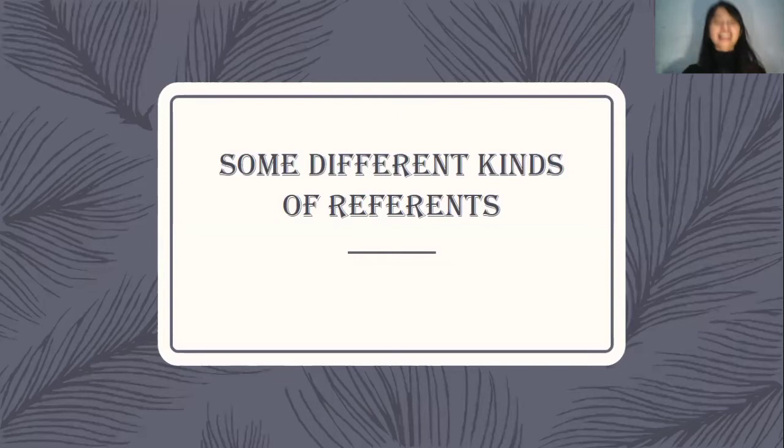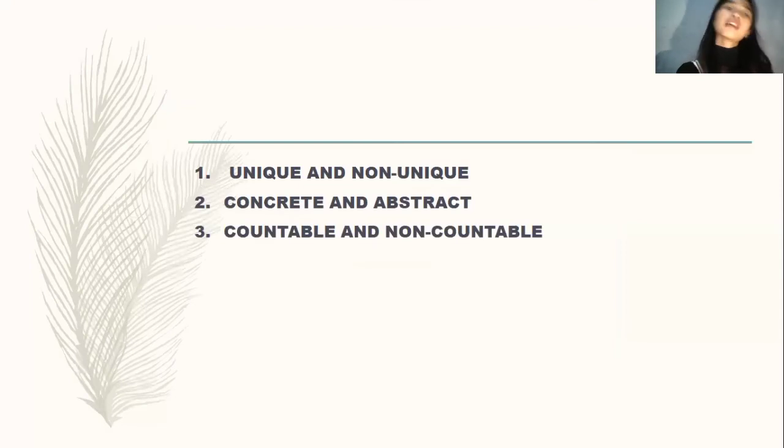The next slide talks about some different kinds of reference. There are three different kinds of reference. The first one is unique and non-unique reference. The second one is concrete and abstract reference. And the last is countable and non-countable reference.